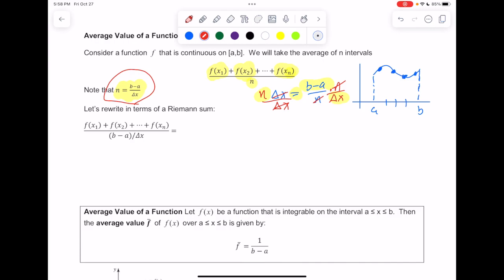So in this next line below, they're rewriting this, but instead of writing n in the denominator, they're making the substitution b minus a over delta x. So that substitution is happening right here. That used to be n up here, but now they've substituted b minus a over delta x. That delta x in the denominator, though, can get pushed up into the numerator. So if we do that, what do we get? We end up with the same numerator, f of x1 plus f of x2, all the way out until we get to the nth one.